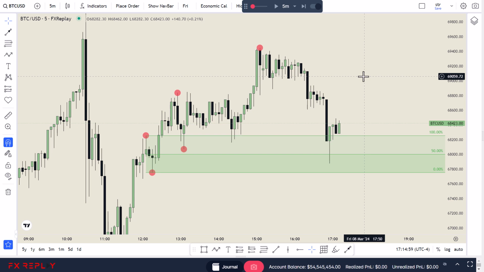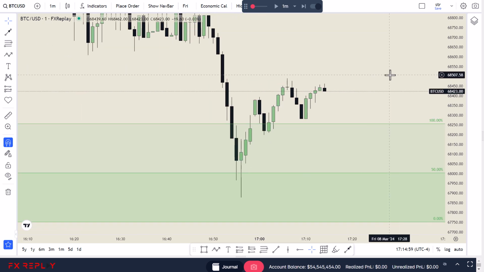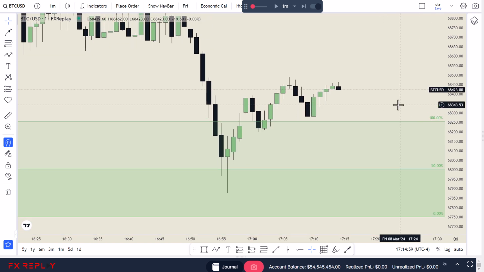Now, if we go to the 1 minute time frame, we have a third thing that will confirm our reversal. And this is the concept that I showed you in the previous video, which is the candlestick structure.